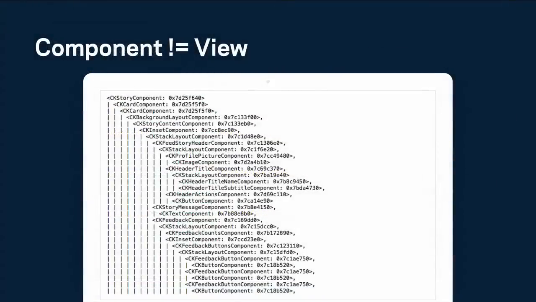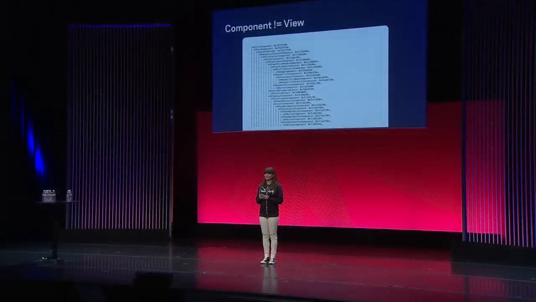Cool thing about components is that they don't have to create views. Many of them just describe how to position their child components. So it means that even if a component tree is very deep, only the minimal set of views will be created for it. Here, you can see a component tree for a simple story. And yes, we wrote an Xcode debugger helper that will print it.